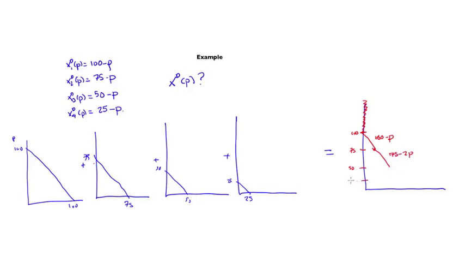If we continue with this logic, between 50 and 25, all of these 3 are going to be kicking in, and we're going to get something that keeps flattening, with an equation of 225 minus 3P. And eventually, for the final part, we're going to get 250 minus 4P. By the way, this keeps getting flatter and flatter.